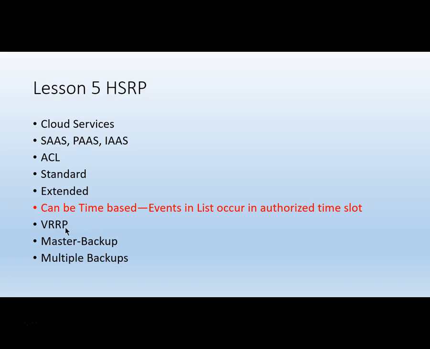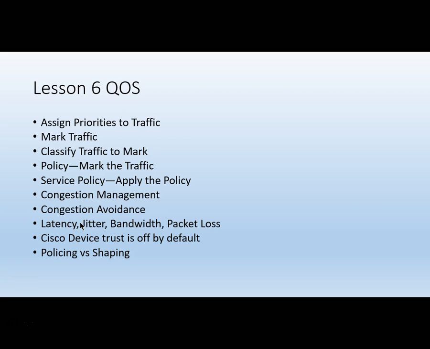VRRP, preempt is enabled by default. It still uses the 100 for the default priority. Quality of service. What this does for us is allows us to assign priorities to traffic.